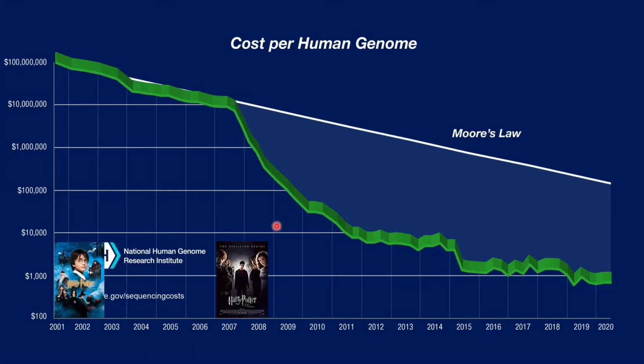Interestingly, the subtitle of this Harry Potter movie was The Rebellion Begins, but something else began that year which had long-lasting consequences. At the time when Lord Voldemort was defeated on the big screen, the price tag of $10,000 per human genome was also defeated when it comes to genomics. But we didn't stop there, and the price tag went down steadily from then on, and now we are at around $1,000 or below $1,000 for a genome.